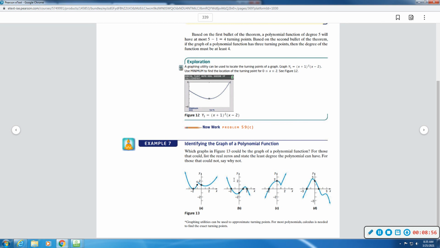What do we mean by turning point? Well, if we look at this graph here, going left to right, I'm looking at B. As I go left to right, this graph is going down, and then it turns and goes up. So that's 1, and then it's going up and turns and goes down. So this graph will have 2 turning points. So that's what we mean by turning points as a visual.